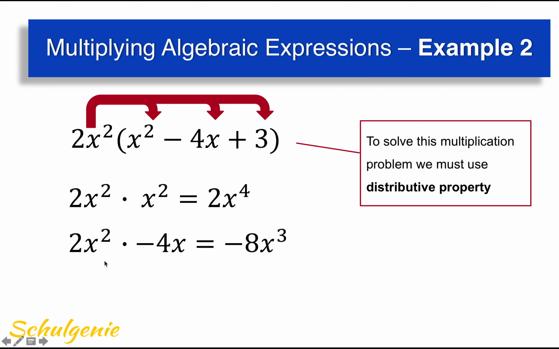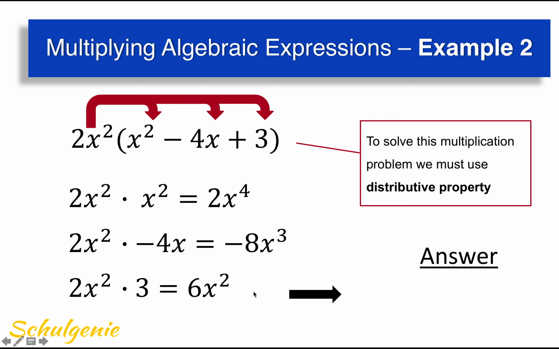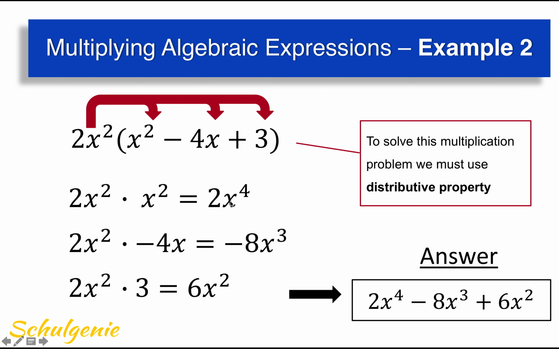And then you multiply 2x squared times negative 4x, you multiply 2 times negative 4, you get negative 8, and then you just add the powers, 2 plus 1, and you get x to the power of 3. And then for the last multiplication, 2x squared times 3, you just multiply 2 times 3, which is 6, and you just write the remaining variable. So your answer is going to be 2x to the power of 4 minus 8x cubed plus 6x squared.